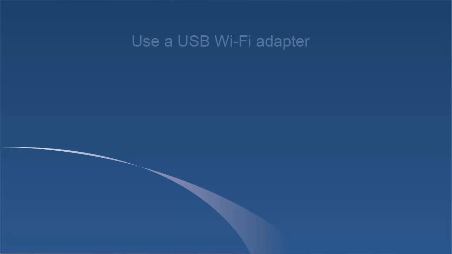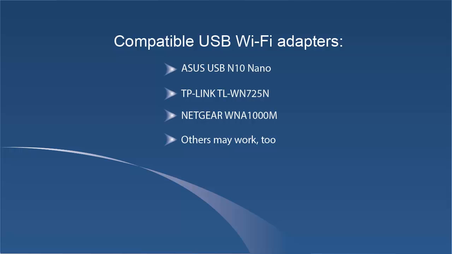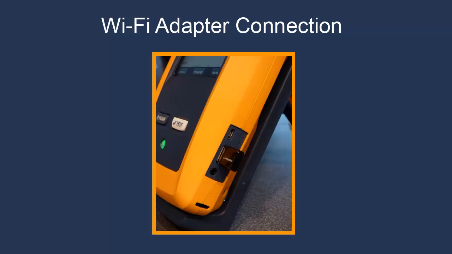For a Wi-Fi connection, you'll need a USB Wi-Fi adapter that's compatible with the Versiv tester. Here are the adapters that Fluke Networks has approved for use with Versiv as of the date of this video. If you have an adapter that's not listed here, it may work just fine, so give it a try. Connect the Wi-Fi adapter to the USB port on the right side of the tester.